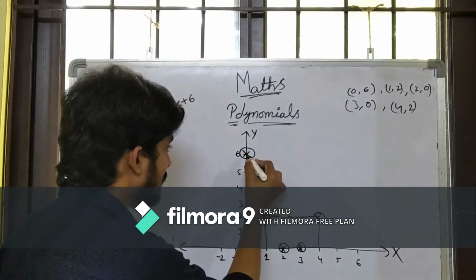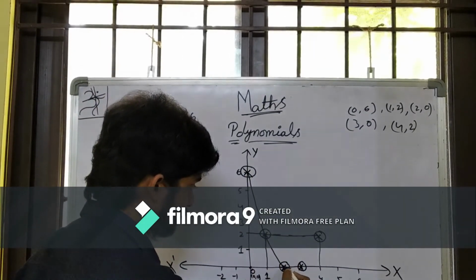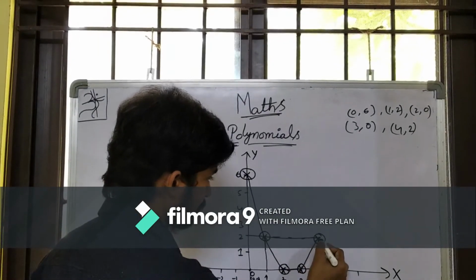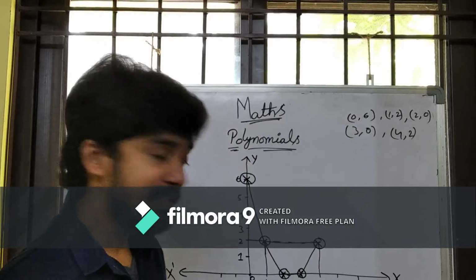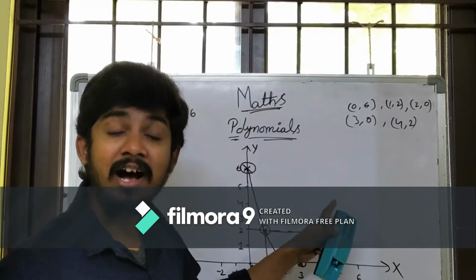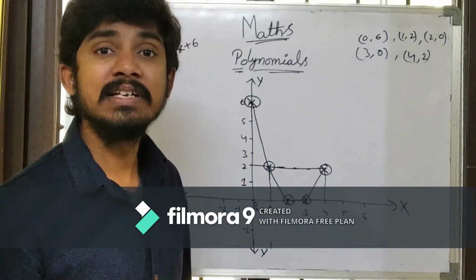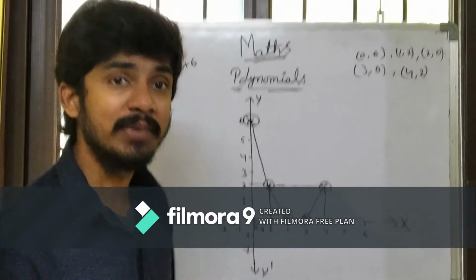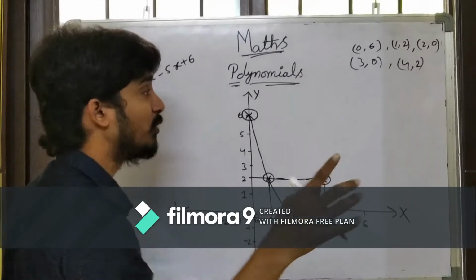Okay, now join all these 5 points without using a scale, guys. This one is the graph of a polynomial. This one is the graphical representation of a polynomial.